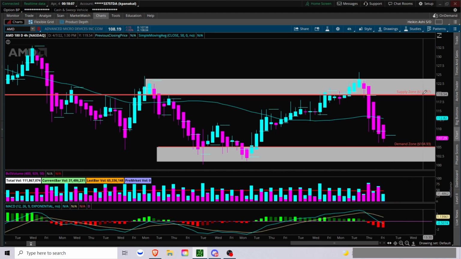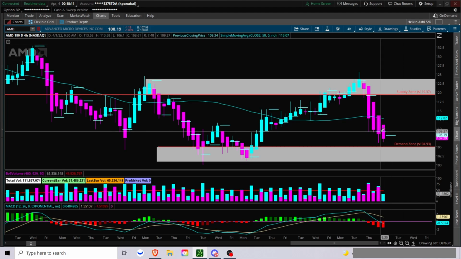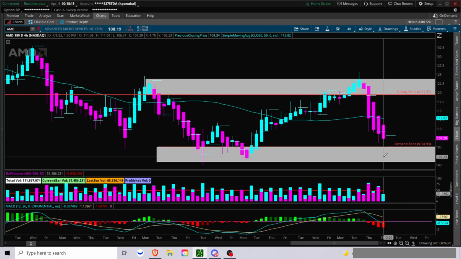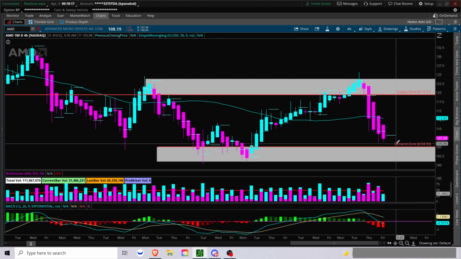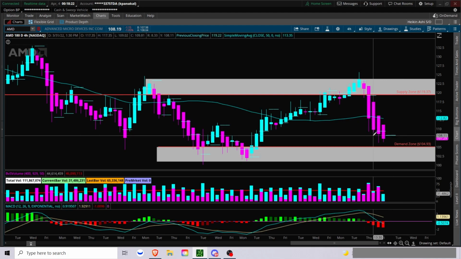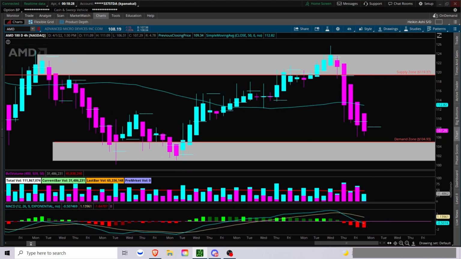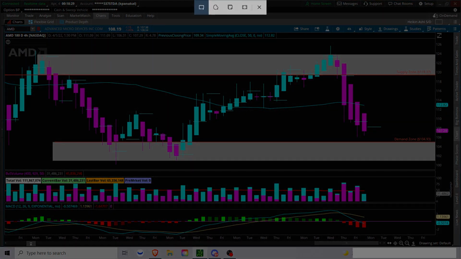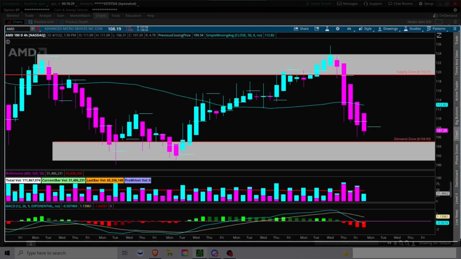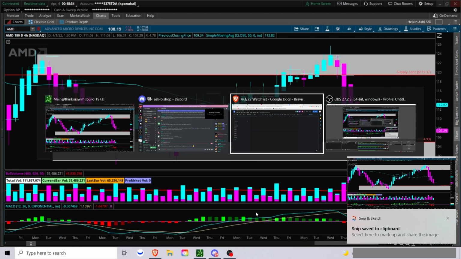So we have the supply zone from 119.37 and we have a demand zone at 104.93. So what you could potentially do is look to trade the reversal of this demand zone right over here, right? So keep that in mind since we are approaching the demand zone in the first place. So let me take a picture of this and post it on the Google Doc.